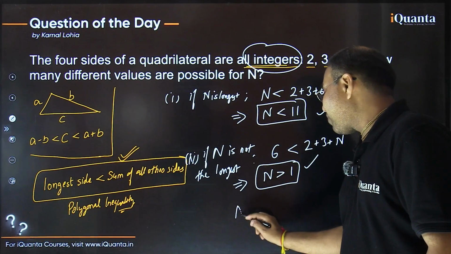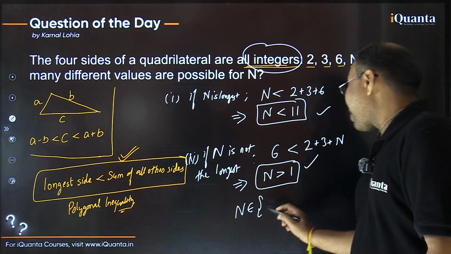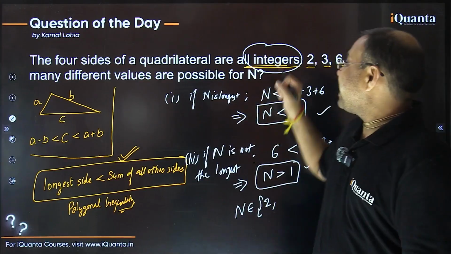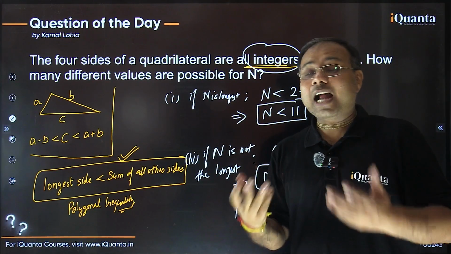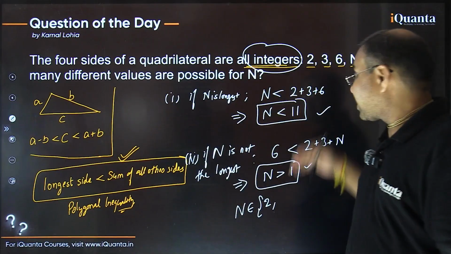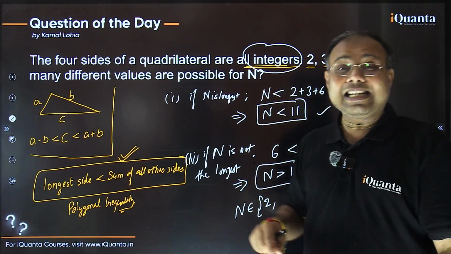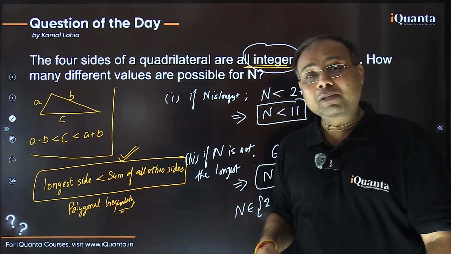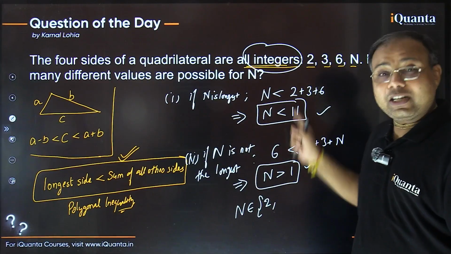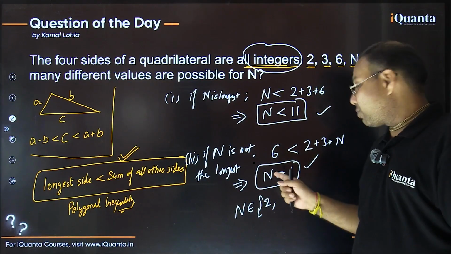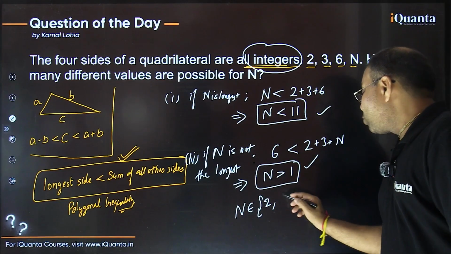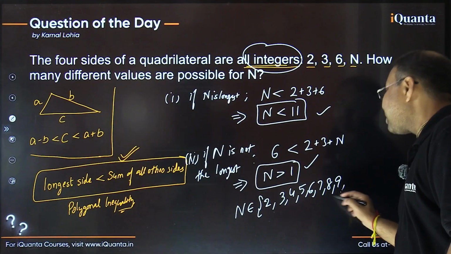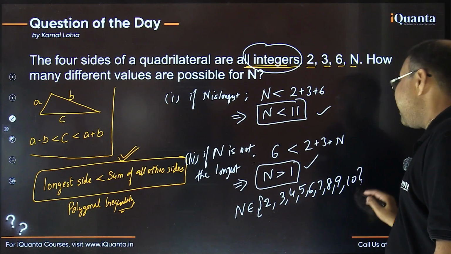The possible values of n now are simply, so n belongs to this set of values starting from 2 because they are all integers. I cannot have fractions or decimals, they are not valid. If the integer condition were not there, in that case there would have been infinitely many values possible within this range. But because the side lengths are all integers, the four sides of a quadrilateral are all integers, it confirms that n is going to be an integer in this range, right? So it is excluding these boundary values. So n cannot be 1. The smallest value possible is 2. Then after 2 it could be 3 as well, 4, 5, 6, 7, 8, 9 and up to 10, because it has to be less than 11.